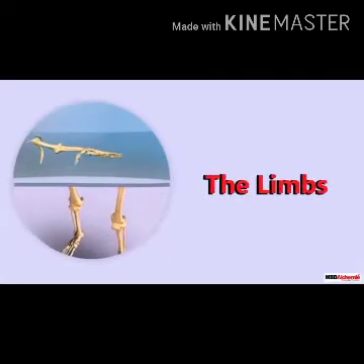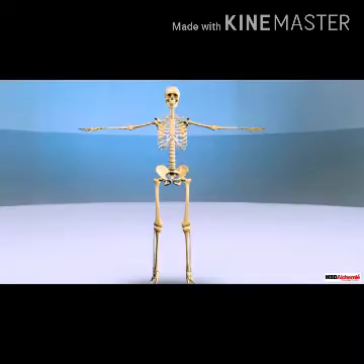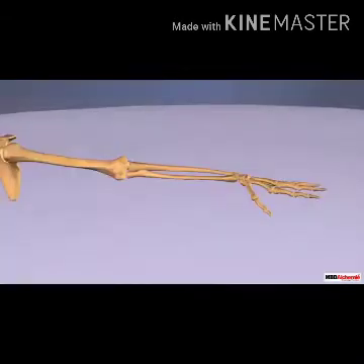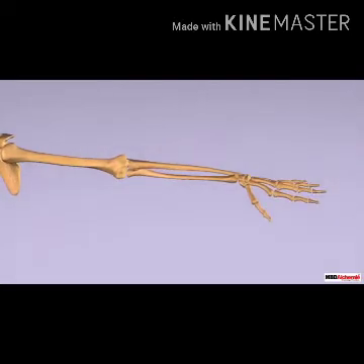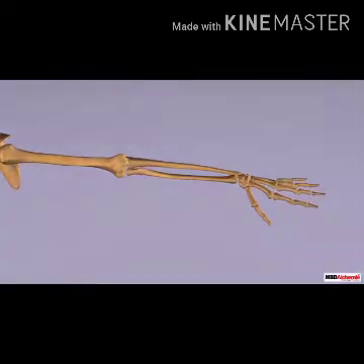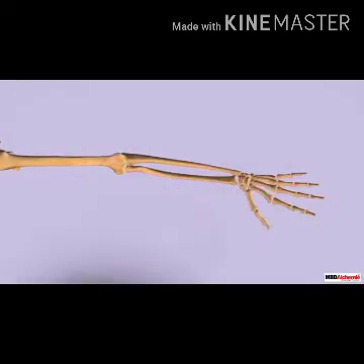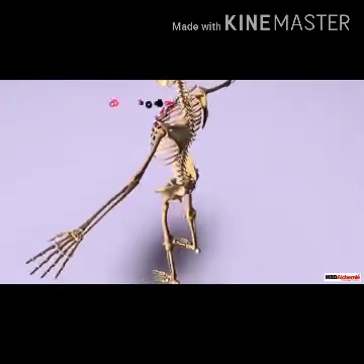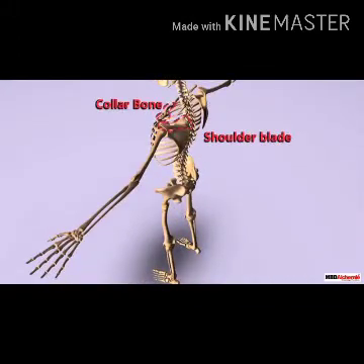The limbs constitute the last part of the skeleton. They are forelimbs and hind limbs. The bones of the arm form the forelimbs. 3 bones, 1 long bone in the upper arm and 2 small bones in the lower arm make the forelimbs. The bone of the upper arm is attached to the vertebra by the collarbone and the shoulder blade.